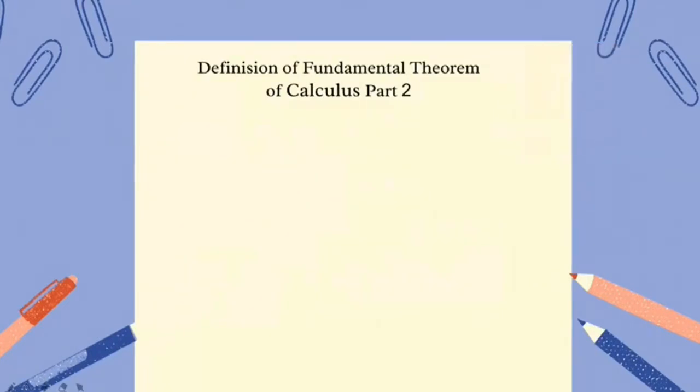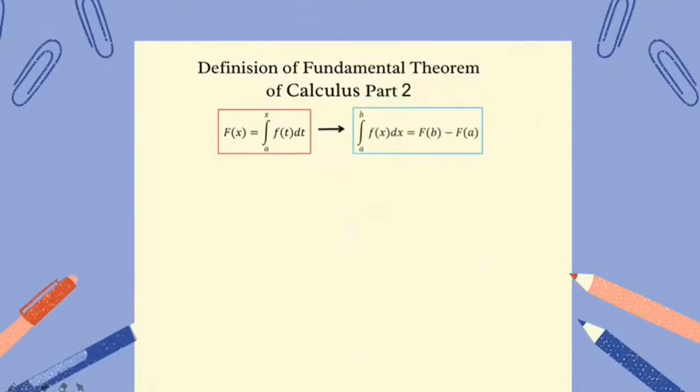So in part 1 we got this formula, which is capital F(x) equal to the definite integral from a to x of f(t) dt. But now in part 2 we got the definite integral from a to b of f(x) dx is equal to capital F(b), the antiderivative of b, minus the antiderivative of a. So how can this relate?